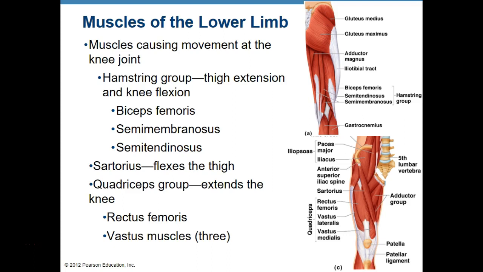Now some muscles of the lower limb. We have our hamstring group, our sartorius, and our quadriceps. You've probably heard of these before. The hamstring is going to be for thigh extension, so straightening, and knee flexion. It's made up of a couple of smaller ones.